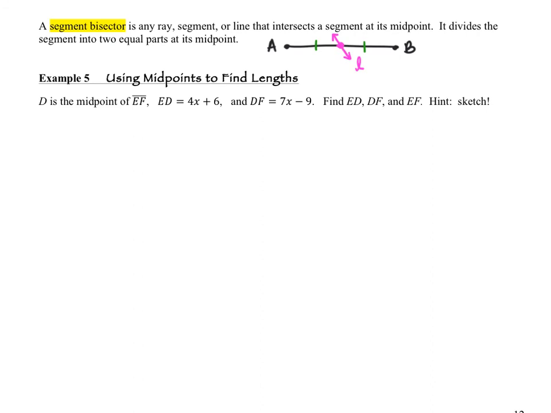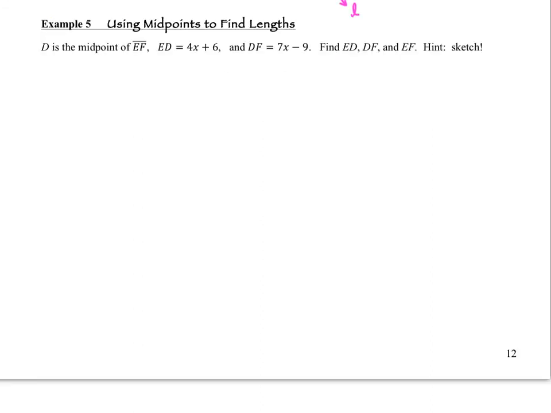Let's take a look now at example number 5. This is our last example until we get to our practice problems. Example number 5 reads, using midpoints to find lengths. D is the midpoint of segment EF, and then we have an expression for the length between points E and D and between points D and F. And then we're asked to find the length of segment ED, the distance between points D and F, and the distance between points E and F, and it says hint, sketch. So let's start with a sketch.